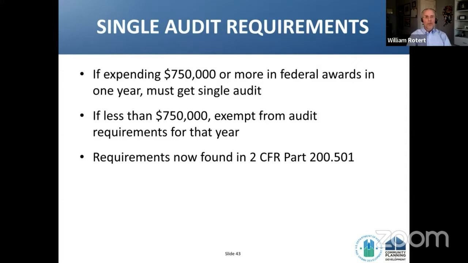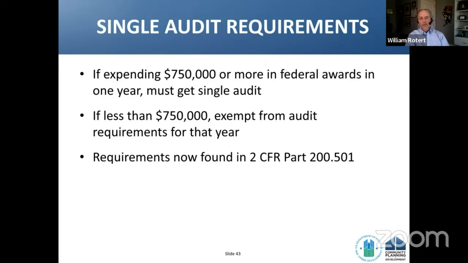Okay, we're going to talk about the Single Audit Act. In the old days, we used to call these, I think, Michelle, attachment P audits or something like that, but it's now simply referred to as the Single Audit Act and single audits. It comes into play if you're expending $750,000 or more in federal awards in 1 year. If you are, you have to get a single audit. If you're less than $750,000, you're exempt from those single audit requirements for that year.